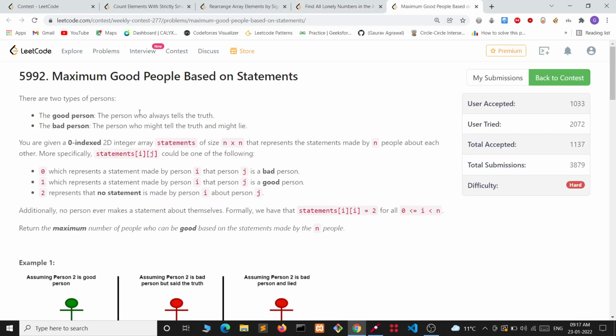Now let's see the solution for the last problem: Maximum Good People Based on Statements. There are two types of person: the good person, who always tells the truth, and the bad person, who might tell the truth and might lie.